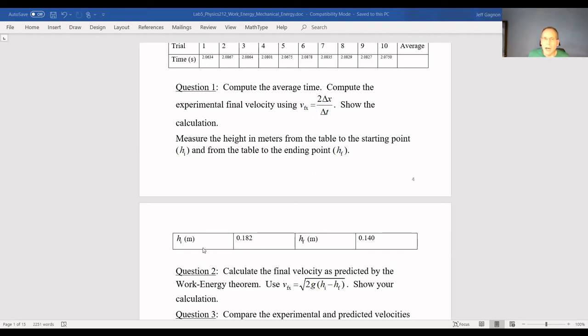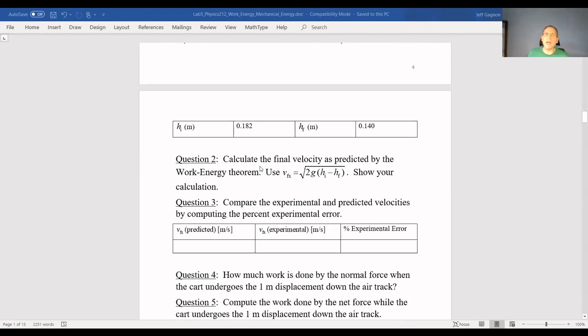Then I measured the height at the highest point, which I'm calling h initial in this case, and at the lowest point, h final, right? So these are the heights in meters. So now we can calculate the final velocity as predicted by the work energy theorem. So that was this formula. Fill in the table here, right? So predicted, again, is from question 2, experimental is from question 1, and then compare them by computing the usual percent experimental error. Make sure that you show me that calculation for the percent error.